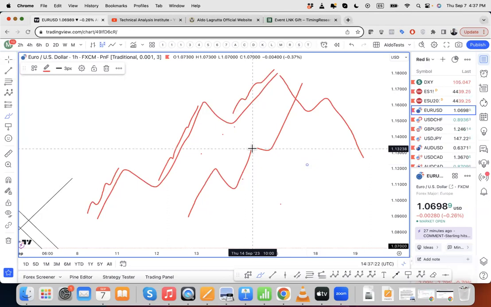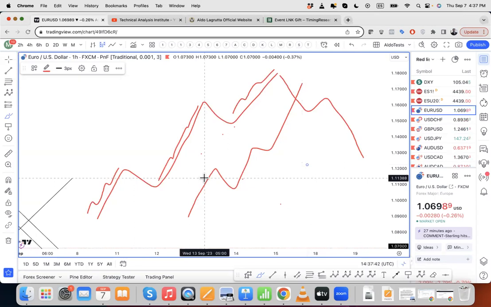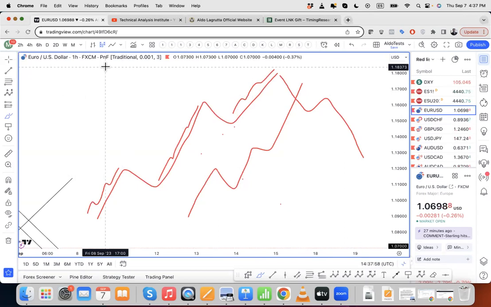No, it is not because wave 5 is the longest, because any one of these waves can be the longest. What is important is that wave 3 cannot be the shortest of 1, 3, and 5. In this case, look at the size of wave 1. It's much larger than wave 3. Look at the size of wave 5. It's much larger than wave 3. Therefore, wave 3 is the shortest, and it can never be the shortest, so it doesn't qualify as an impulse. Okay? Good. Now let's look at another example.